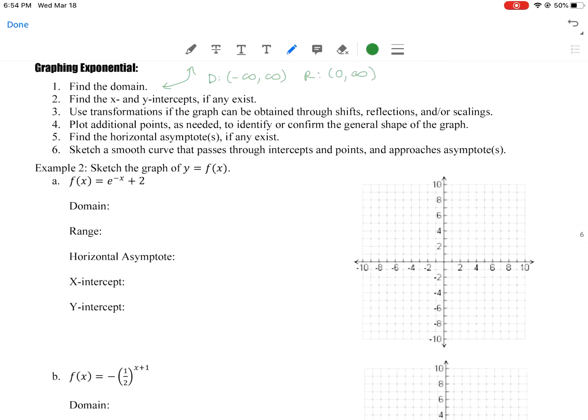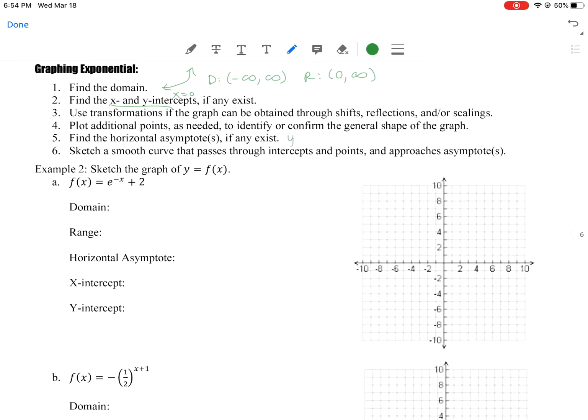Okay, find the x and y intercepts. It applies the same way as we did before. Y-intercepts at x equal to 0, evaluate for y. X-intercepts at y equal to 0, solve for x. You can look at transformations, but in general, if you know a few key points, you'll be good to go. As for asymptotes, remember it's usually y equals 0, that x-axis, but if there's been any shifts, particularly up or down, then it will impact that.